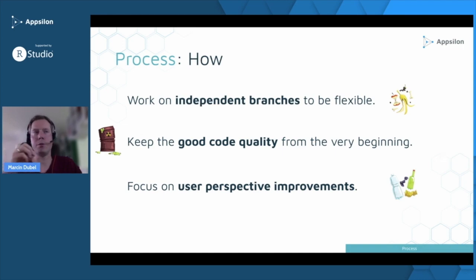And focus on user perspective improvements in your process. So you might want to sacrifice some technical functionality that would make your code go down from 100 lines to 10 lines. If this won't affect anyhow what the user is seeing, it's worth focusing on this impression that we mentioned, and this should be prioritized in your process.